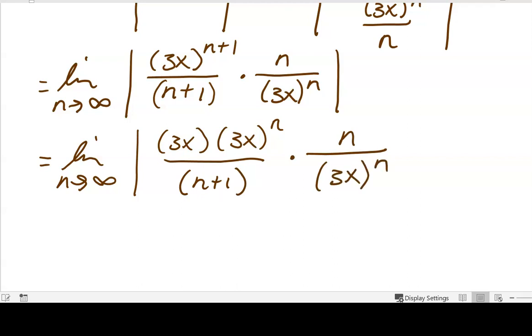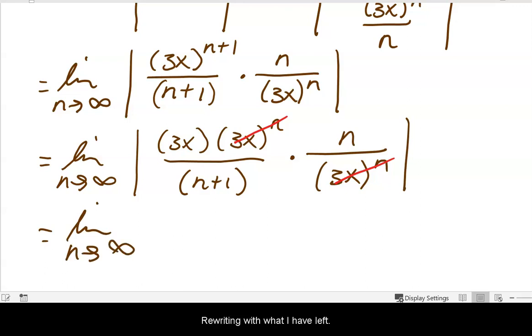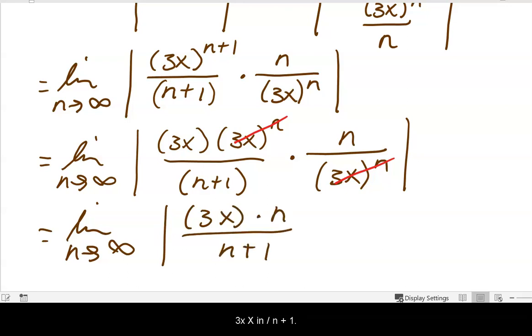At this point, though, I do have two factors that match, the 3x to the n and the 3x to the n. Those will cancel, and that will give me a simpler expression inside the absolute values. Rewriting with what I have left, I have 3x times n divided by n plus 1.